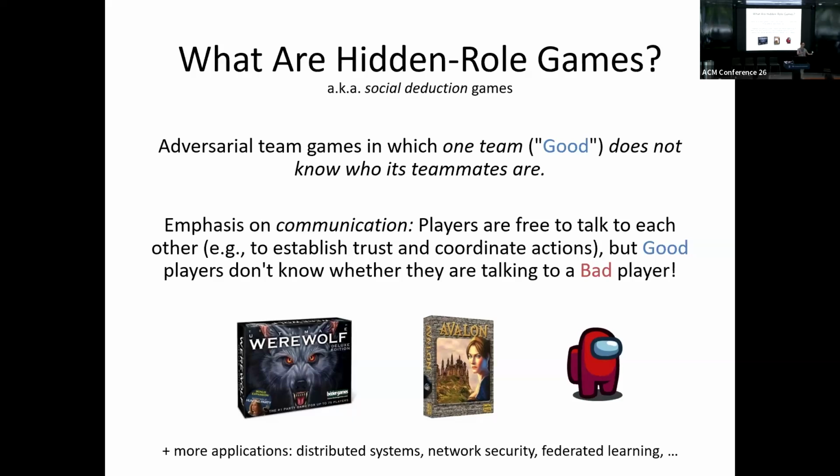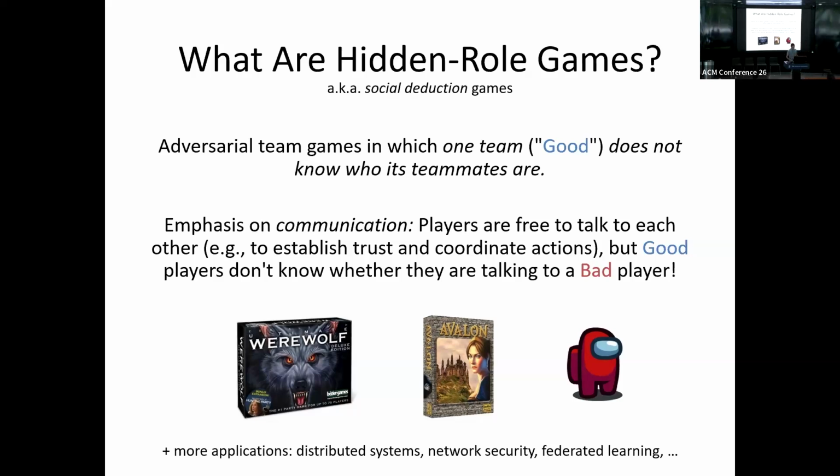But of course, if you're a good player and you send a message to somebody, you don't actually know whether you're talking to a good player, right? It's possible that the player that you're talking to is actually bad. And of course, there are many examples: Werewolf, Mafia, Avalon, Among Us, which is a popular game from the past couple of years, and practical application for distributed systems, network security, federated learning, so on and so forth.